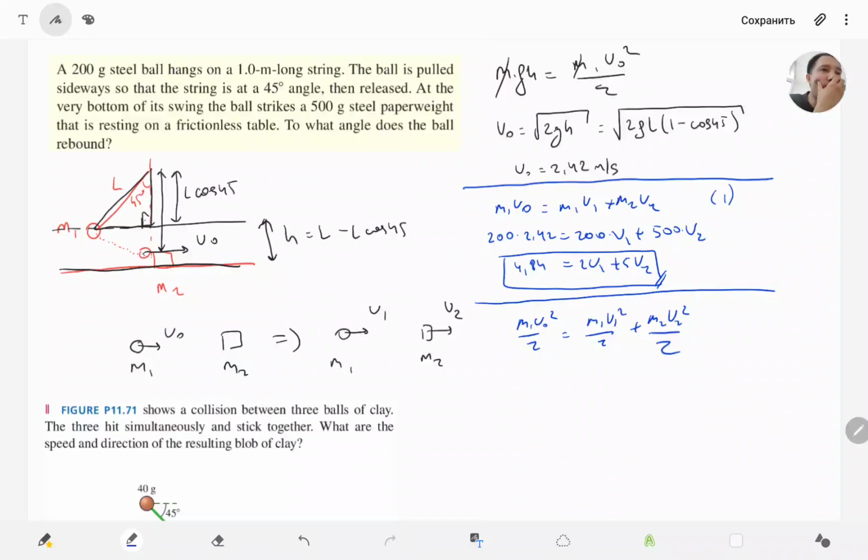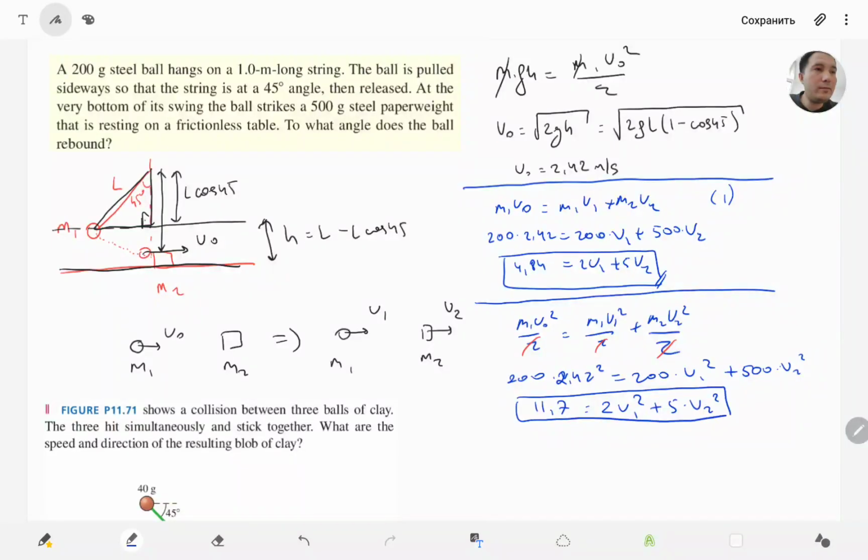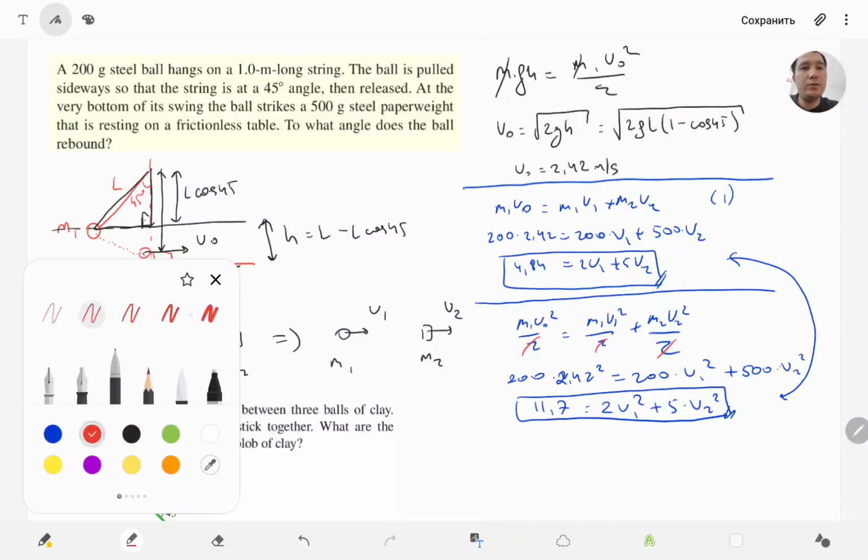Now we need to substitute numbers, data. We can multiply both sides by 2, so the 2 cancels. So 200 grams times 2.42 squared equals 200 times V1 squared plus 500 times V2 squared. We can divide both sides by 100 again. So 11.7 here, and here 2V1 squared plus 5V2 squared. This is the second equation.